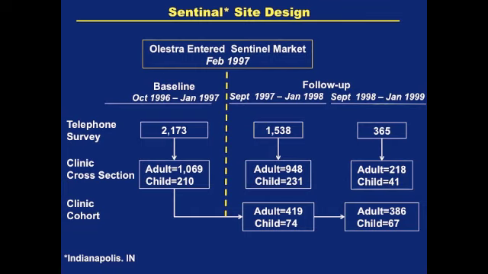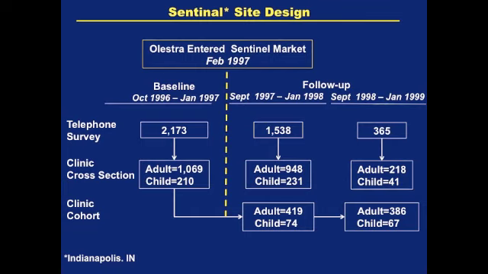Thousands of people completed a telephone survey from which we recruited roughly half of the adults to participate in the clinic cross-section, and some of them chose to bring their children, and they also participated. And then you can see in the follow-up years these numbers and these numbers. So I'll tell you why this is so small in just a second.